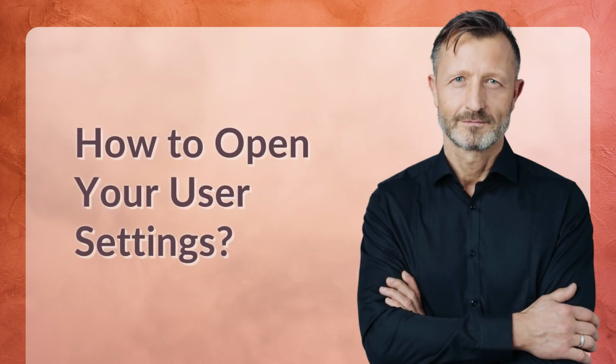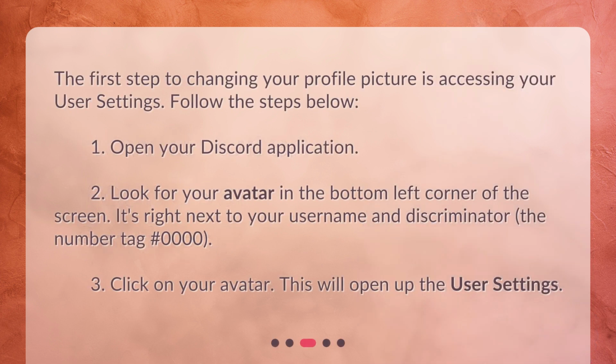How to open your user settings. The first step to changing your profile picture is accessing your user settings. Follow the steps below. 1. Open your Discord application. 2. Look for your avatar in the bottom left corner of the screen. It's right next to your username and discriminator, the number tag 0000. 3. Click on your avatar. This will open up the user settings.